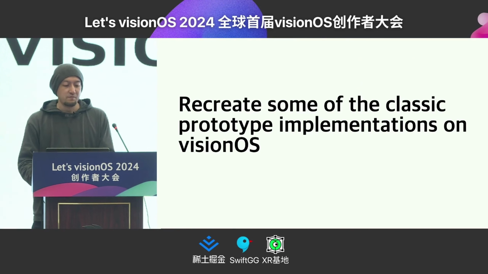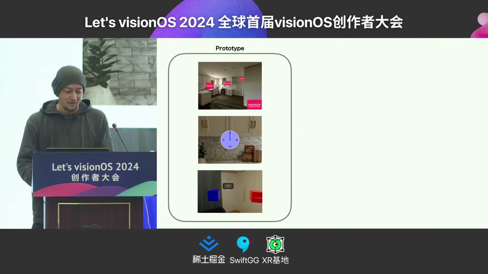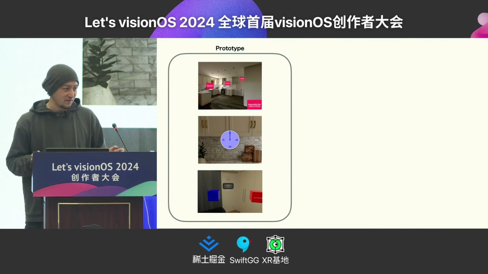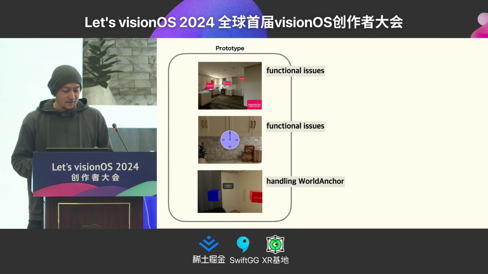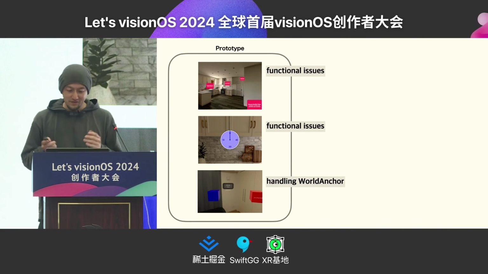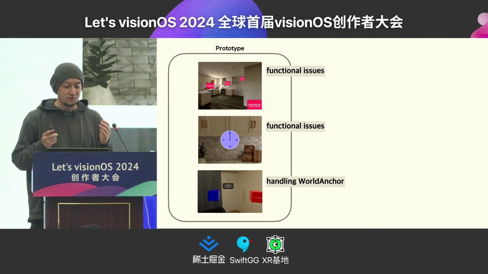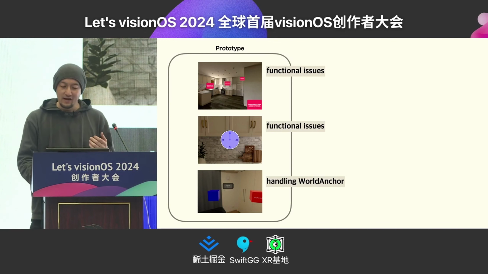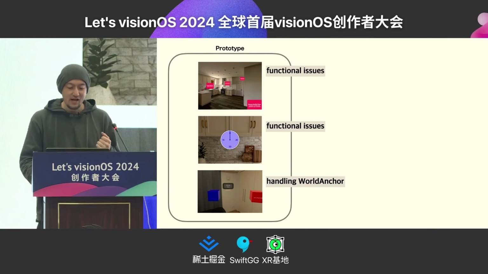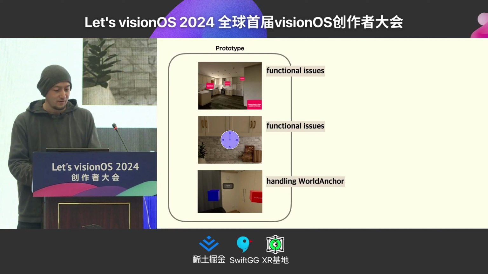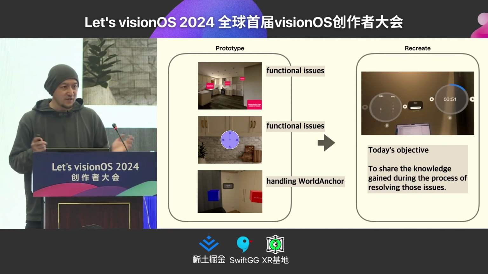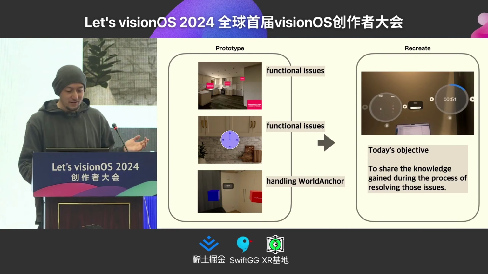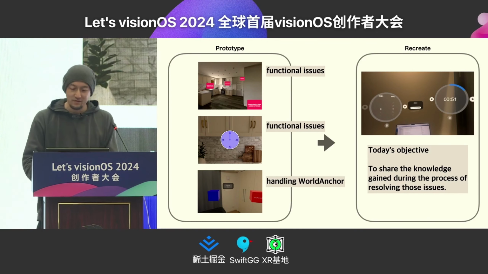So, coming back to the main story. I have created many prototypes in the past, some of which had functional issues and needed to be rebuilt. Additionally, I have recently gained new insights, such as handling world anchors. Today's objective is to share the knowledge gained during the process of resolving those issues.